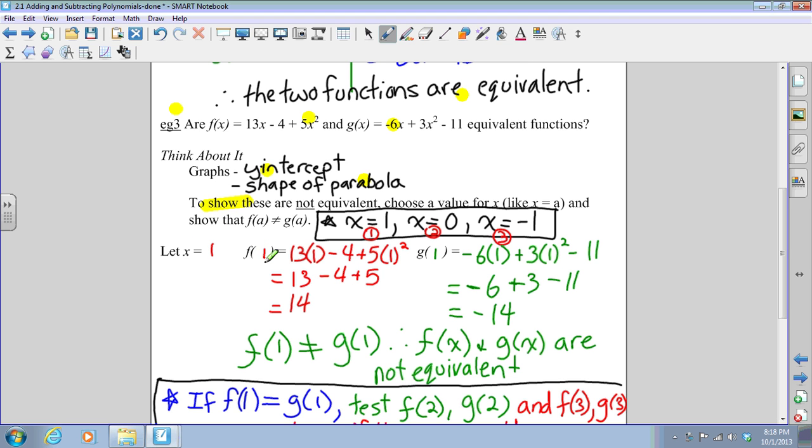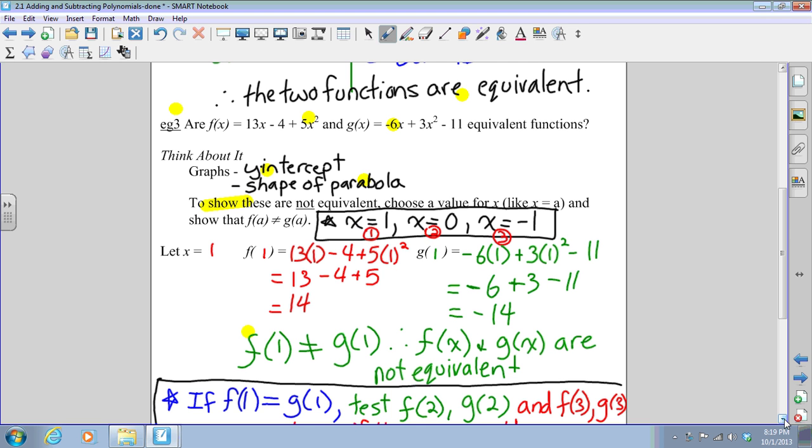So f(1), again, wherever you see an x, you replace it with a 1. So f(1) equals 14. When we sub in x equals 1 in g(x), we have g(1) equals -14. So make sure you state here, ladies and gentlemen, that f(1) does not equal g(1). Therefore, f(x) and g(x) are not equivalent.